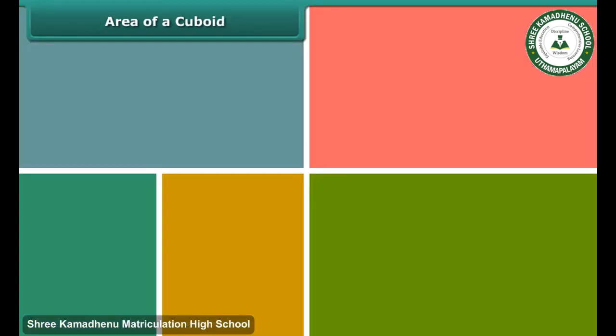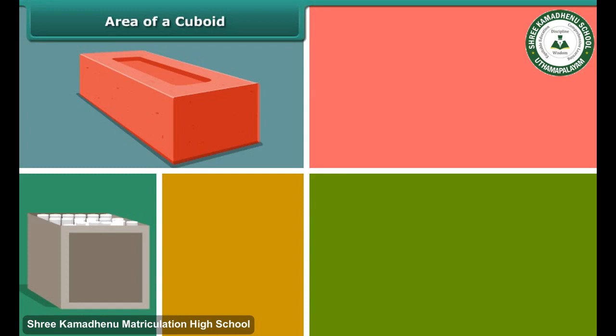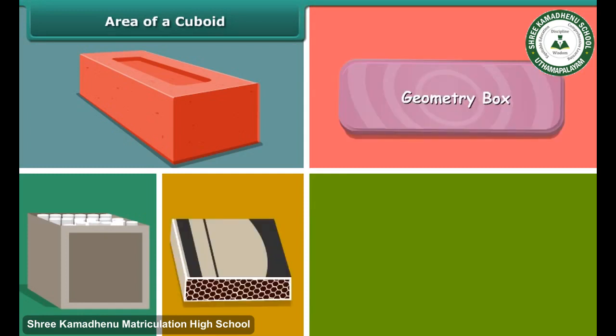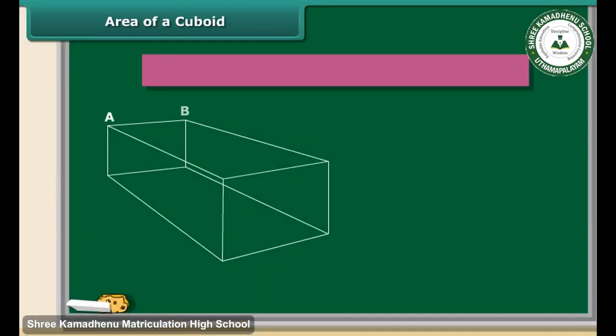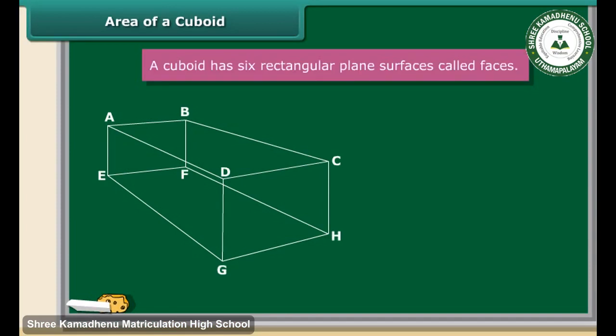Just guess the shape of brick, chalk box, geometrical box, matchbox, and a book. That's right, these are all examples of cuboids. A cuboid has six rectangular plane surfaces called faces. So you can say ABCD, ABEF, BCHF, EFHG, ADGE, and DCHG are the faces of the given cuboid.